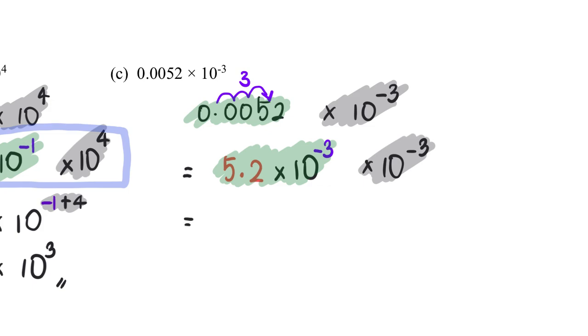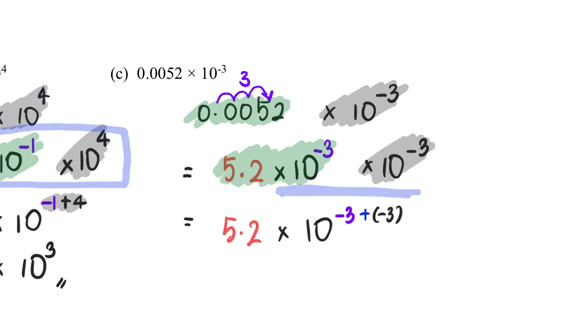I must still continue to do that. And finally, I still have my 5.2. But now I could apply my law of indices for this part here, where the base is the same. So it will be -3 plus -3. And finally, I will get my final answer as 5.2 times 10 to the power of -6.